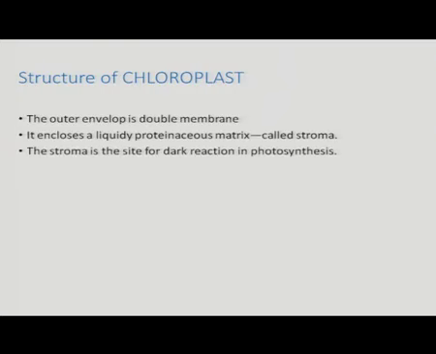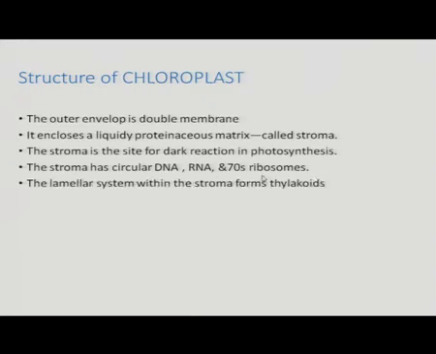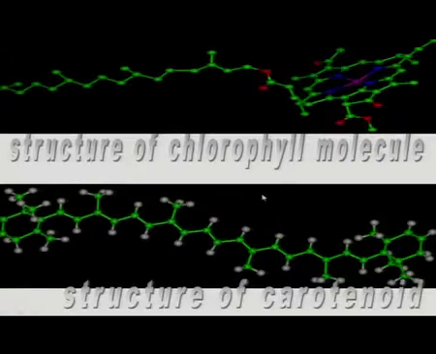We have already discussed the double membrane structure of the chloroplast. Here is the stroma. Stroma is the site of our dark reaction. In stroma, circular DNA, RNA and 70S ribosomes are present. The lamellar system with the stroma forms thylakoids.